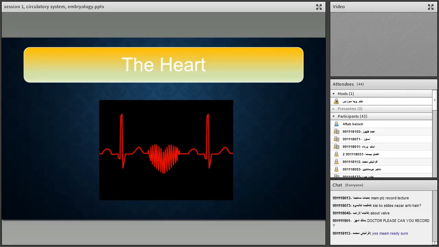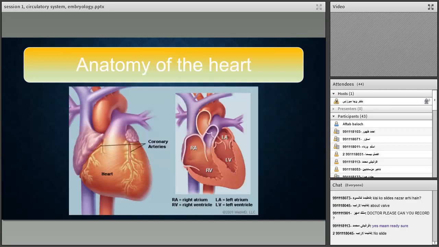The cardiovascular system is the 13th chapter of the Longman book. In this chapter, we're going to talk about the heart formation and the vessels. Today we're going to talk about the heart itself, and from next session we're going to talk about the septums of the heart, and in the last session about heart vessels.